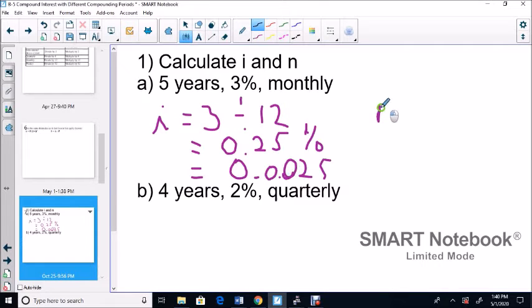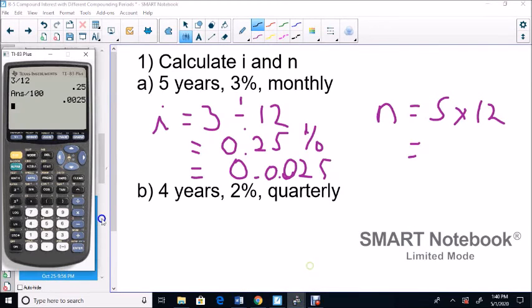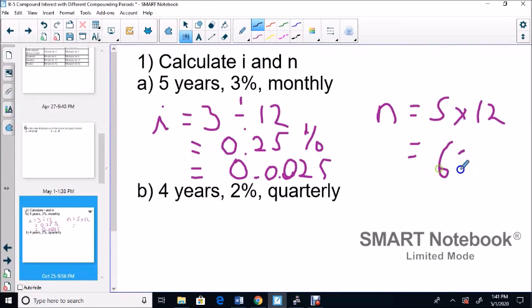And you do the opposite. You do 5 times 12. So in this one, you divide by 12, and then don't forget to divide by 100. This one, you multiply by 12. So 5 times 12, we go to our calculator. 5 times 12, and you get 60. So N is 60. Okay, we'll go to the next one here.